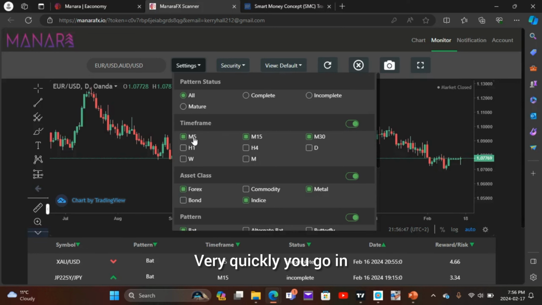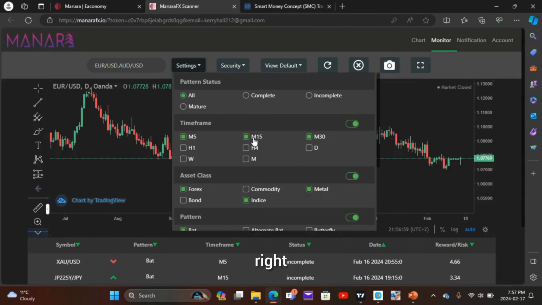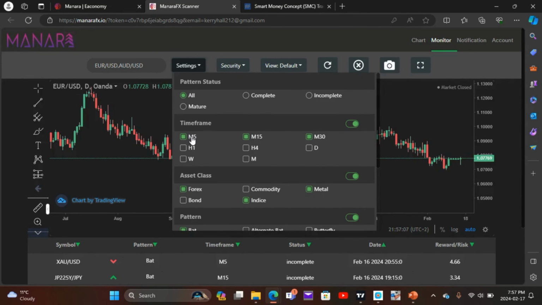Very quickly, you go in and you come out in about 5 to 10 minutes or less. M15, you go in and come out in about 15 minutes. M30, you go in and come out in about 30 minutes with your profits, right? So these are the lower time frames. It means that as soon as you go into that trade, you're going to be looking for quick profits, right?